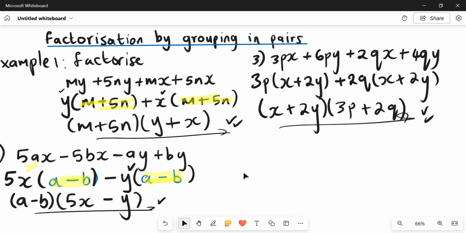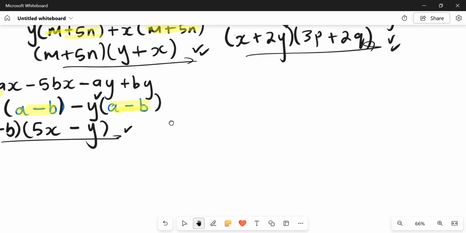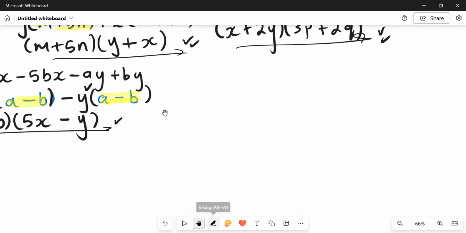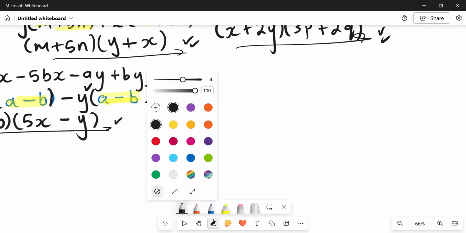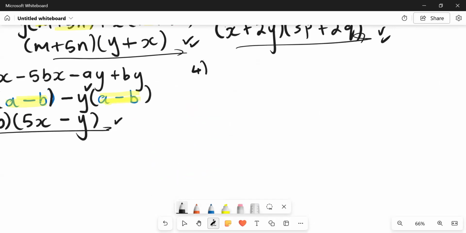Then we move to example 4. We're still factorizing. Now we are given x squared plus 2xy plus y squared minus 4. Here, I don't think we'll be able to group the first and second term, or the third and fourth term, or either way around. I don't think we'll be able to group.